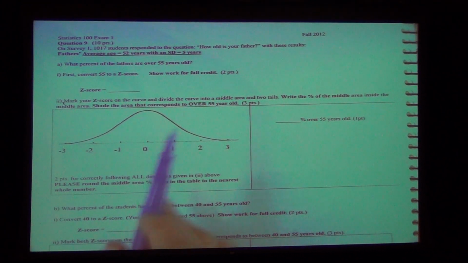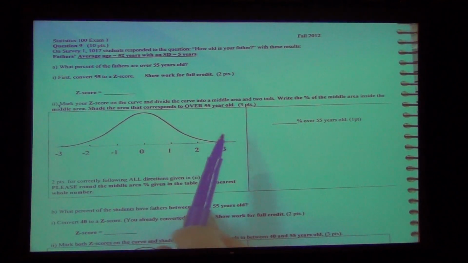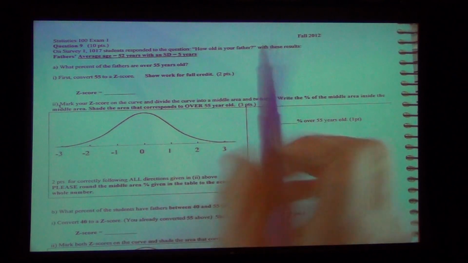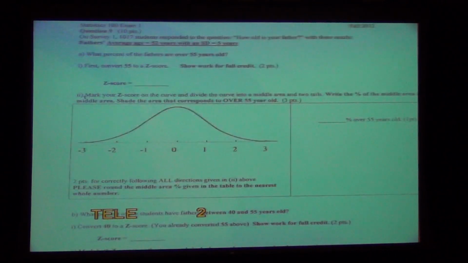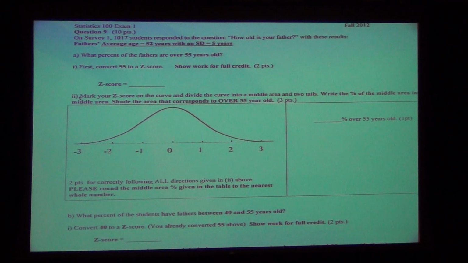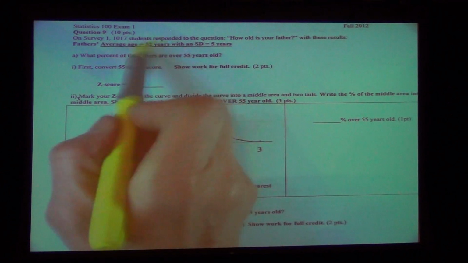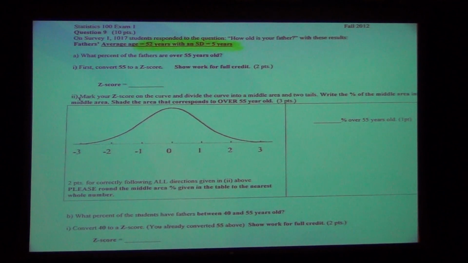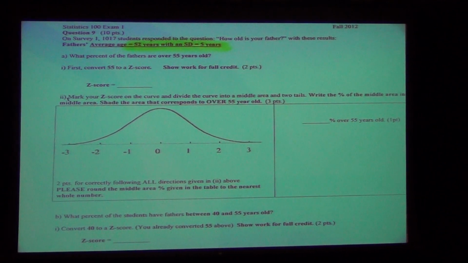Okay, so now this question says that on our first survey, I asked you how old is your father, and it follows a normal curve, and the average age was 52 years with a standard deviation of 5. So you need this information right here, so this is what you're going to be using. And then it says, what percent of the fathers are over 55 years old?